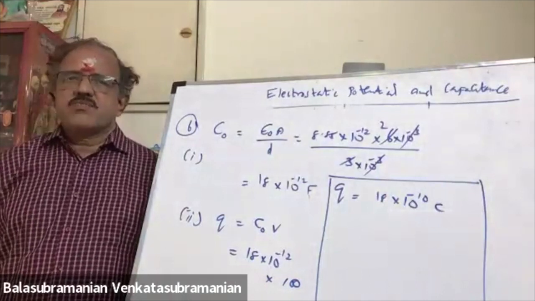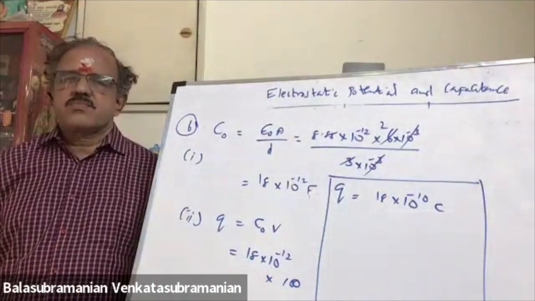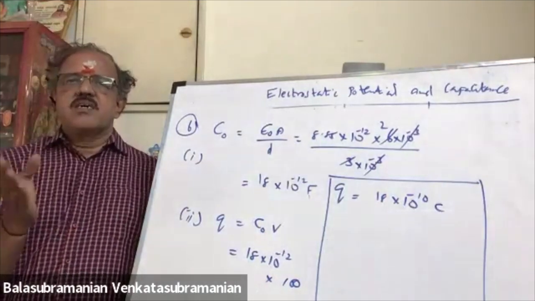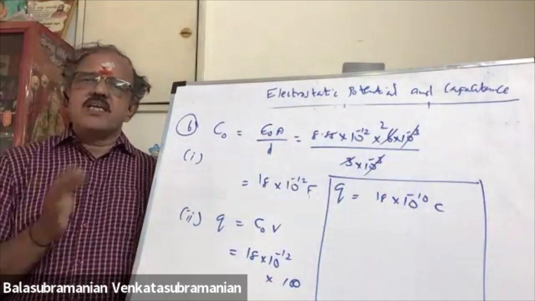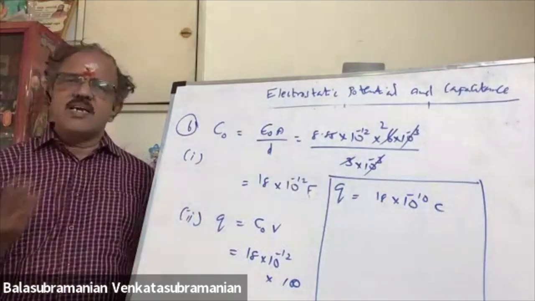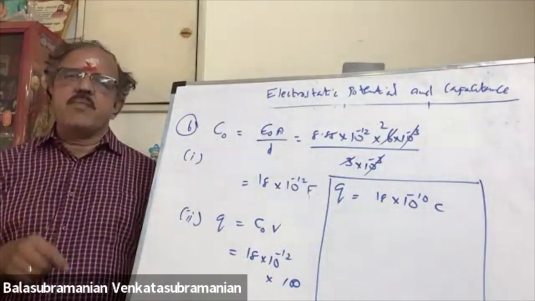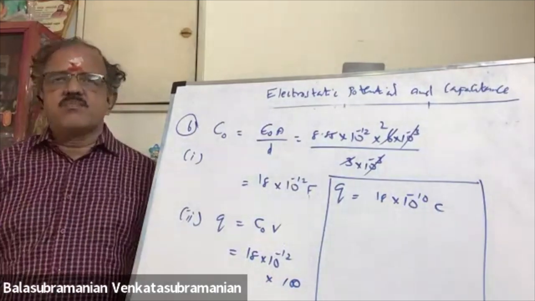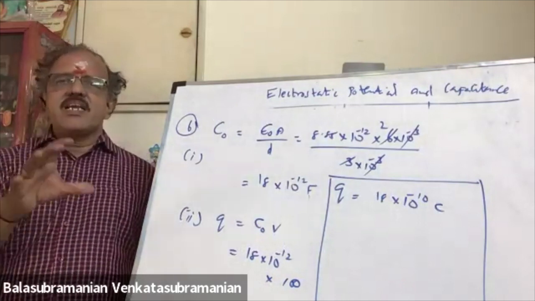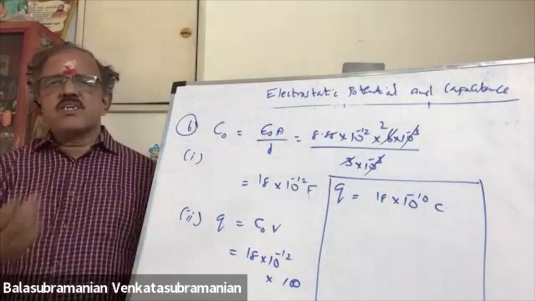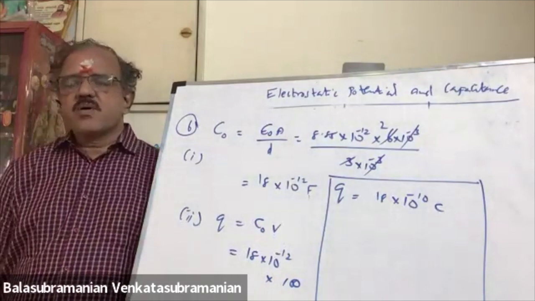So it's correct. For a parallel plate capacitor with air, with the dielectric it means epsilon naught, epsilon R, A by D. That is the fully dielectric case. Partially dielectric also we will see in future problems.